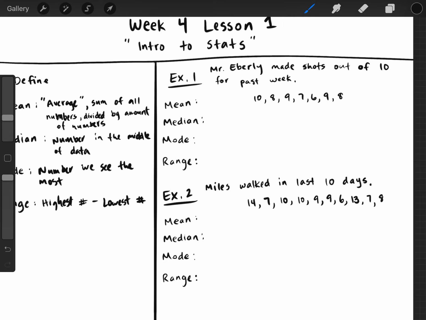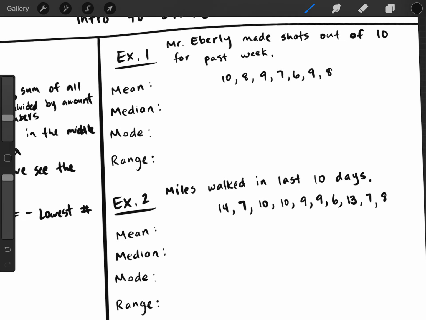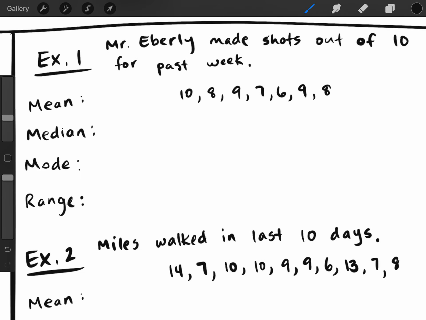And I actually did come up with these examples. They are about me, so come at me if you're going to come at me for my shooting percentages, and I dare you to try to walk more miles than I have.